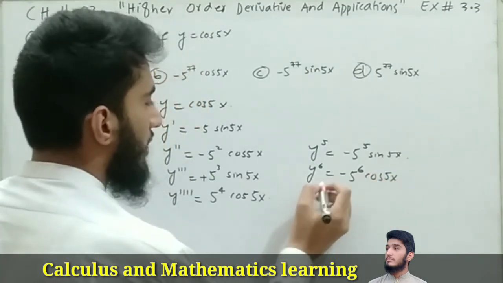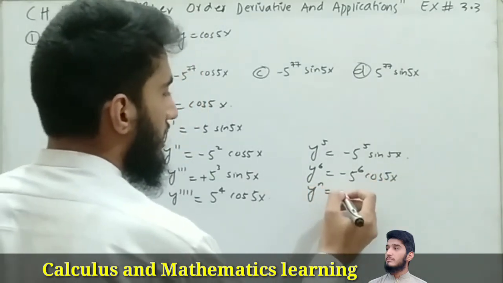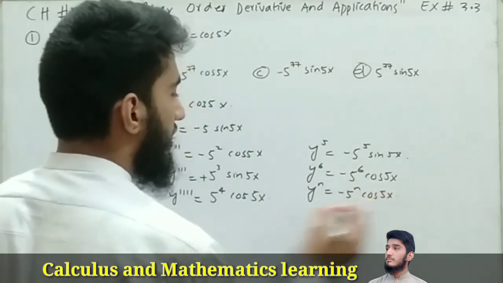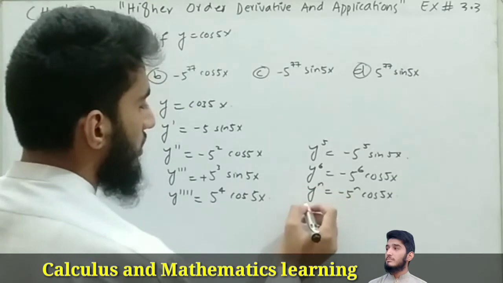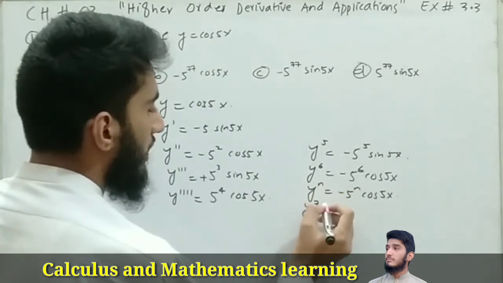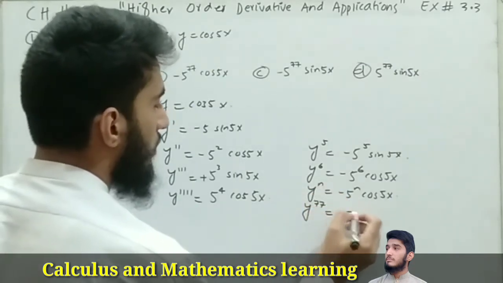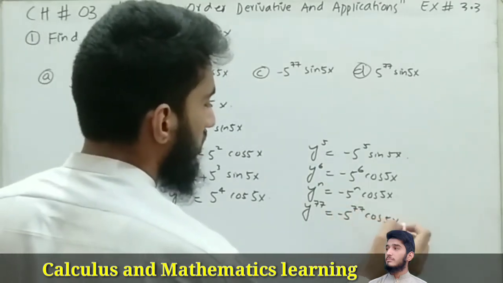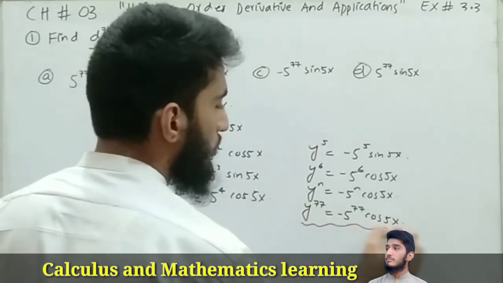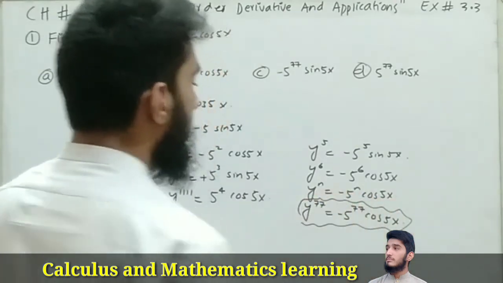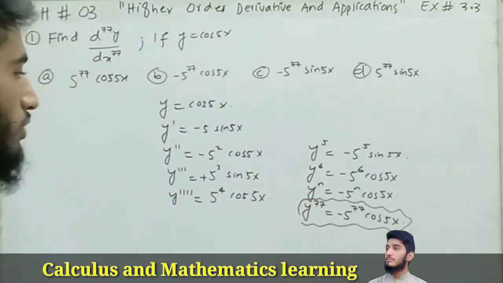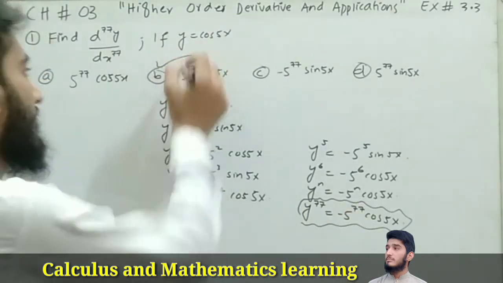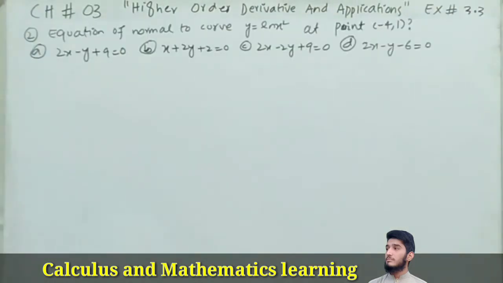So let's suppose this is our nth term, so y power n is equal to minus 5 power n into cos of 5x. If I take 77 over here, it becomes y power 77 equal to minus 5 power 77 into cos of 5x. So this is actually the general term by which we find the 77th derivative of the function. So our result will be minus 5 power 77 into cos of 5x, is the correct option, option number B. Now move to the next MCQ.